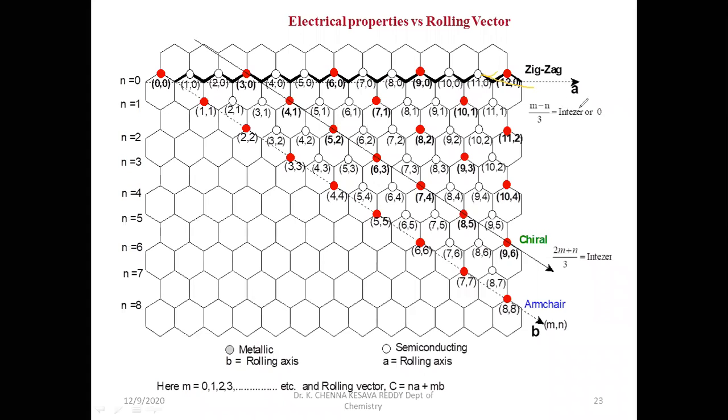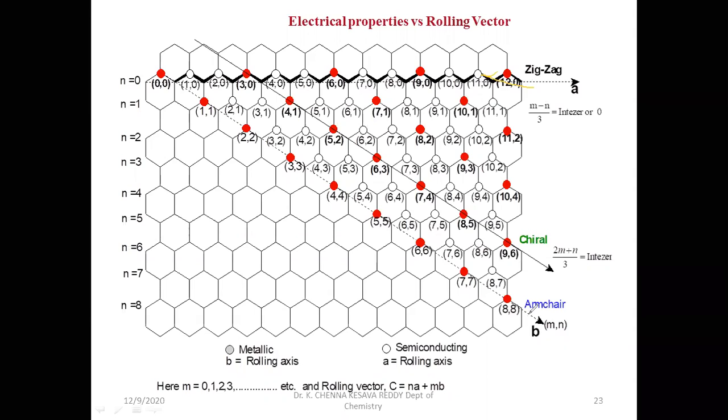Now, if it is an integer, it will be metallic. If it is not an integer, what do you get? You get semiconducting properties. Since in this direction, if you are folding the graphene sheet, you get either semiconducting or metallic, both. But mostly semiconducting nature will be more for zigzag carbon nanotubes. And the armchair is conducting. It is a metallic carbon nanotube. They will conduct electricity equivalent to metals.